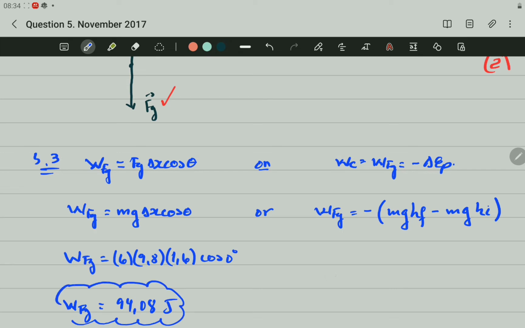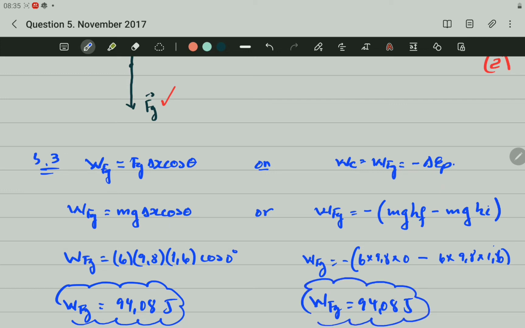If you use the other method, then if you do the substitution, the work done by the gravitational force is equal to minus the mass, which is 6, multiplied by 9.8, multiplied by the final height, which is going to be 0, minus the mass, which is 6, multiplied by 9.8, multiplied by 1.6. Okay, and then the final answer will be equal to 94.08 joules. So you can use either way, and you will get the same answer.